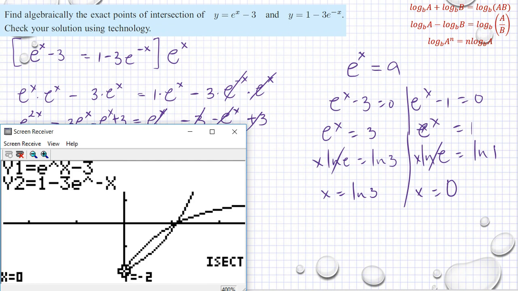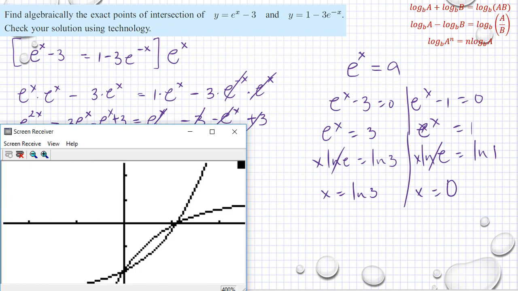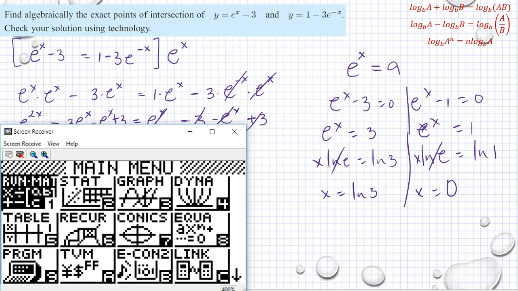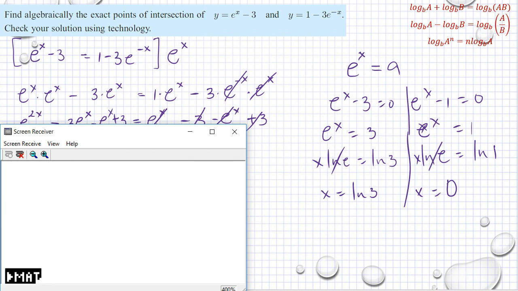When x is equal to 0, then y is equal to negative 2. We are right with that. And the next one is when x is equal to 1.09, that is, I hope that is ln of 3. Let's see if that's correct. And y is equal to 0. Ln of 3 is 1.09. That's true. Okay, then we got it.